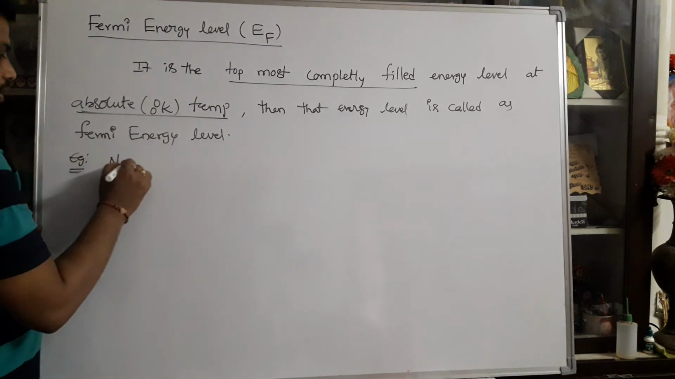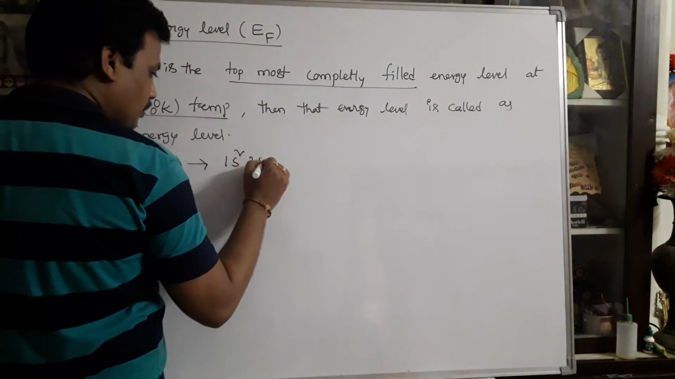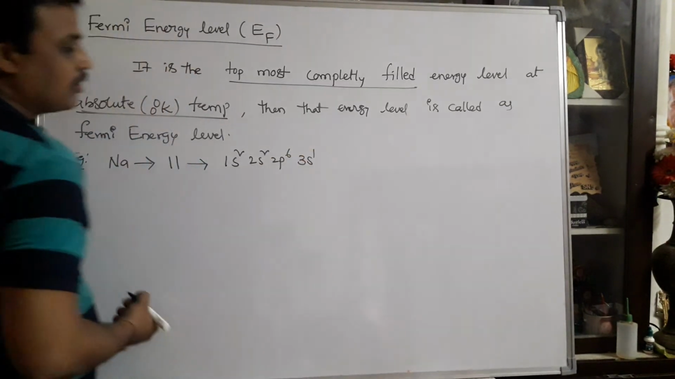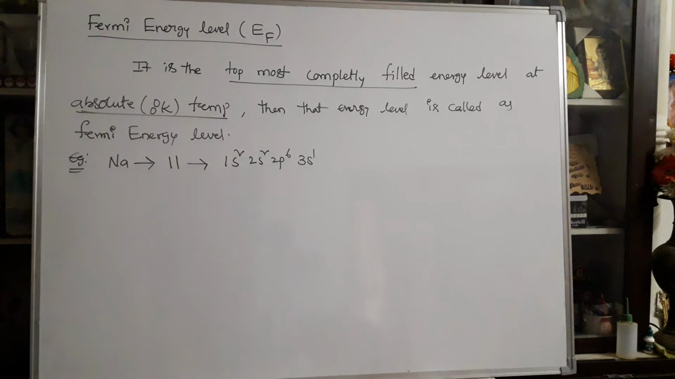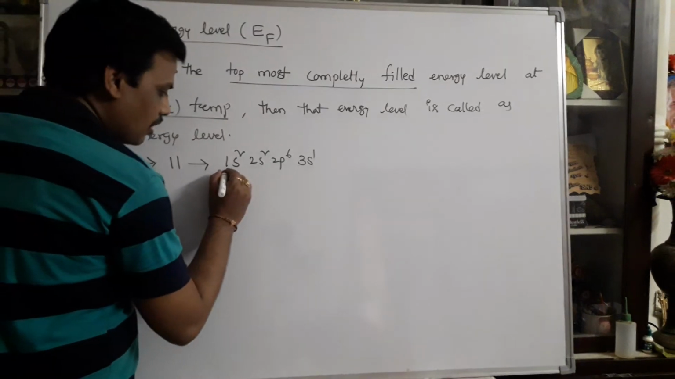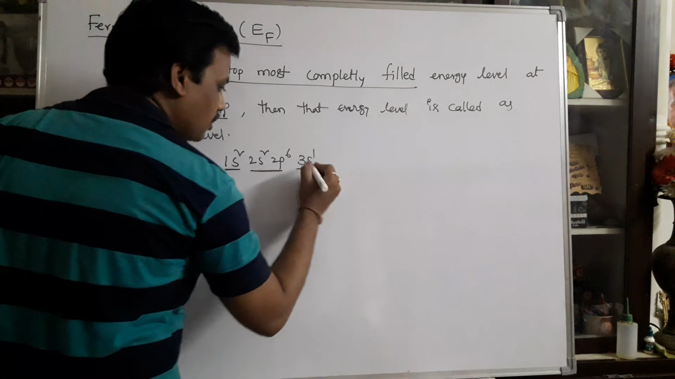I am taking sodium. The atomic number of sodium is 11. The electronic configuration is 1s2, 2s2, 2p6 and 3s1. According to the electronic state, by using Pauli's and Aufbau principles, you can fill in the electron states. Based on the filling, there are 3 orbits: one orbit, second orbit, third orbit.